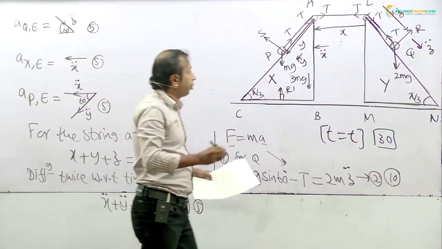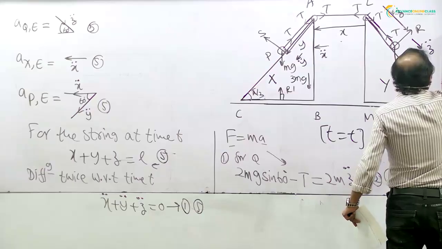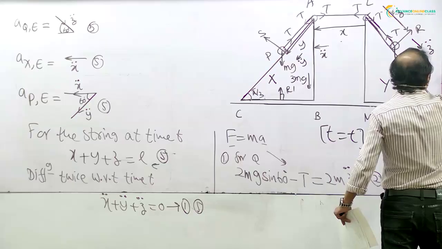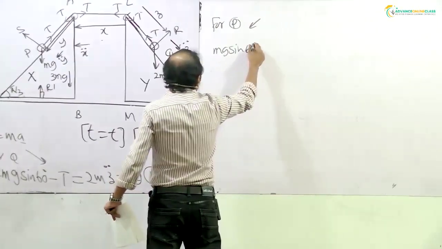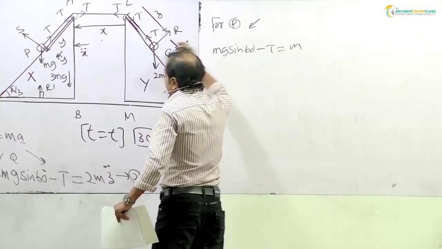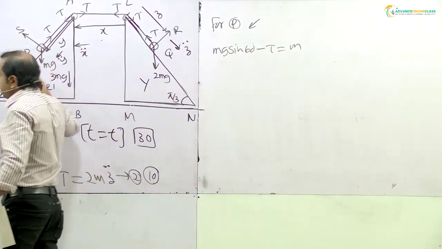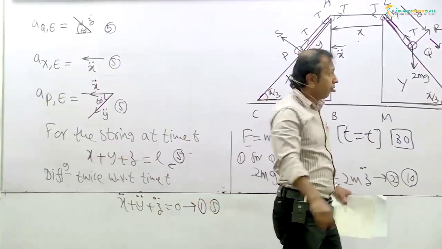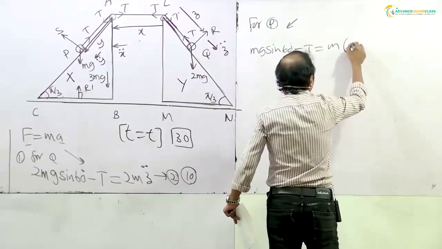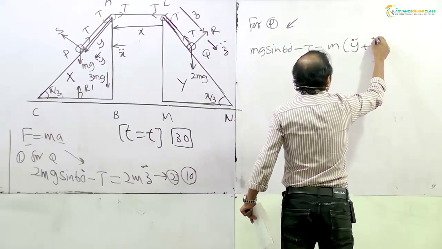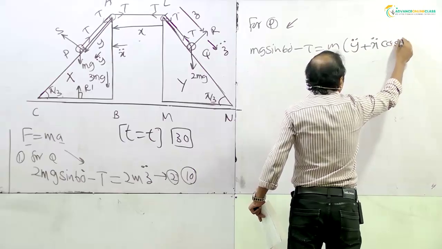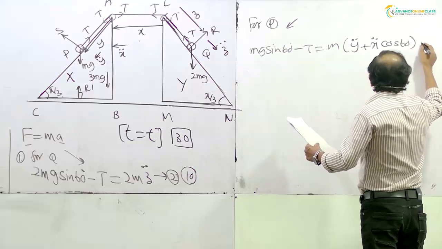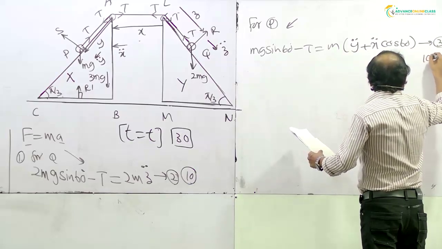Next one, for P in this direction. What is that? mg sin 60 minus T equals m times the acceleration. The acceleration should be taken here as y double dot plus x double dot cos 60. That is the third equation, 10 marks.